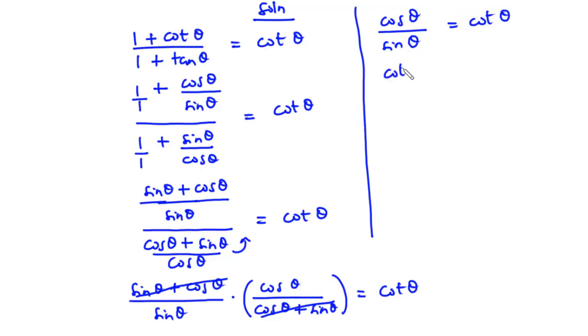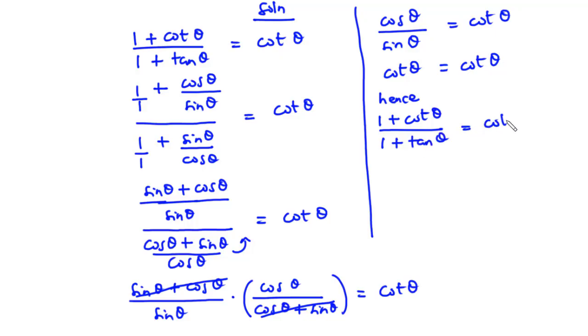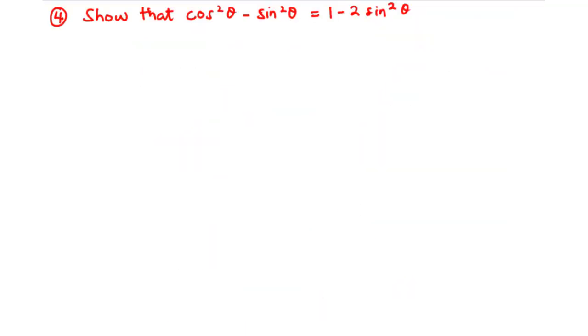So we say this is equal to cot theta, and since cot theta is equal to cot theta, we say that hence 1 plus cot theta divided by 1 plus tan theta is equal to cot theta. Now to question 4. Show that cos squared theta minus sin squared theta is equal to 1 minus 2 sin squared theta.